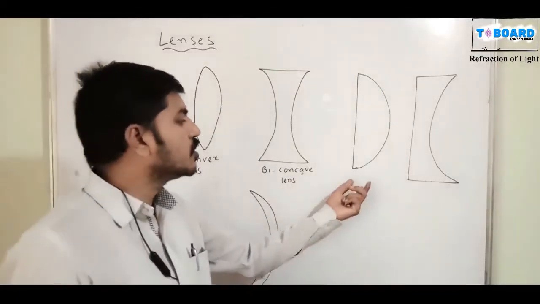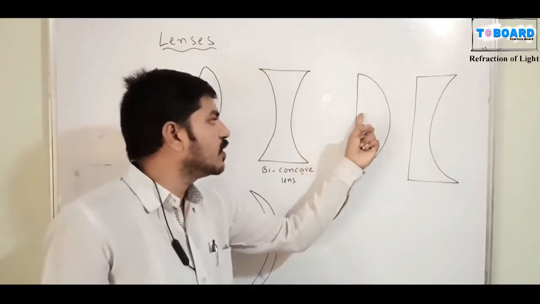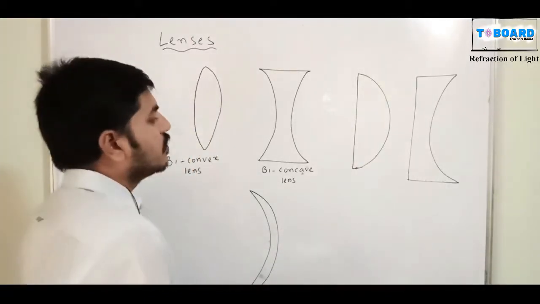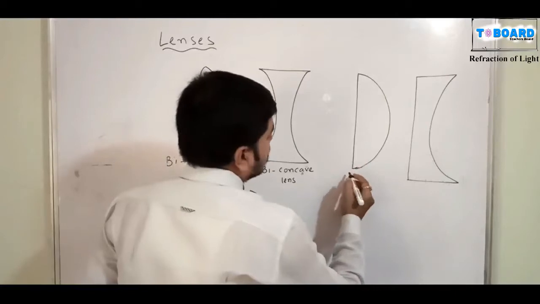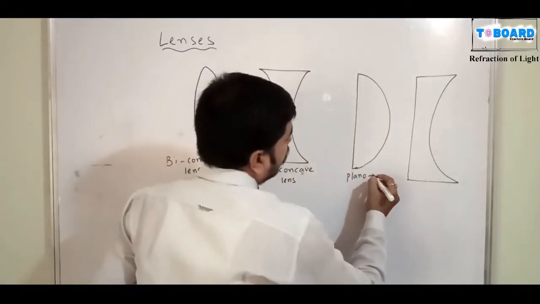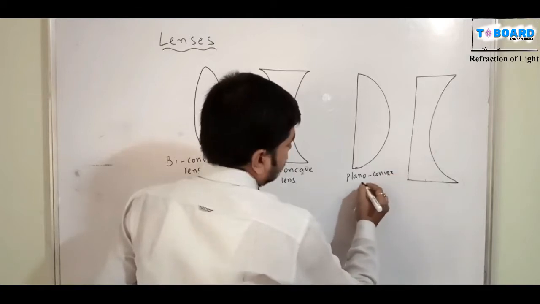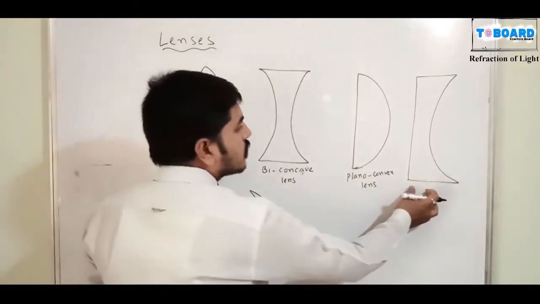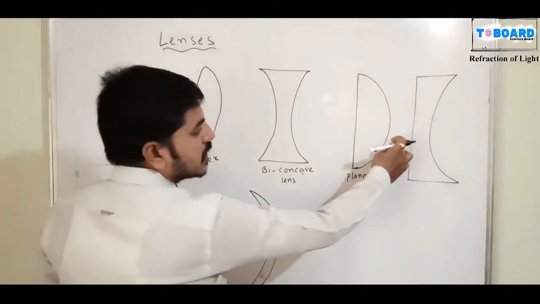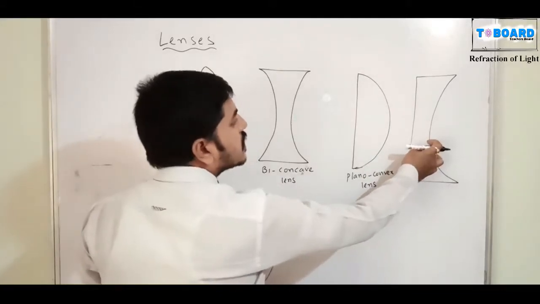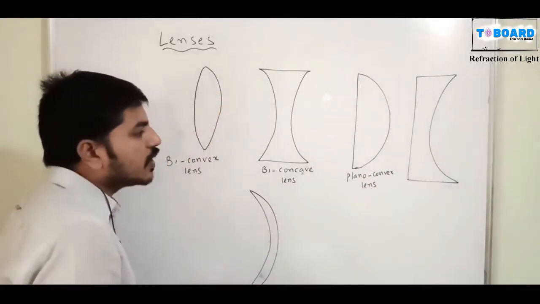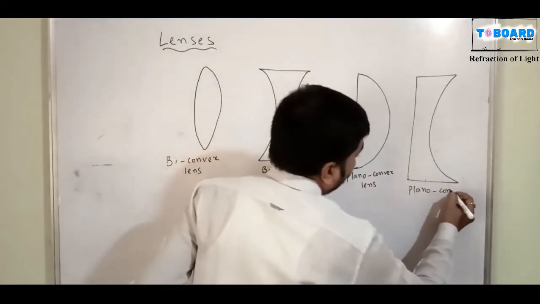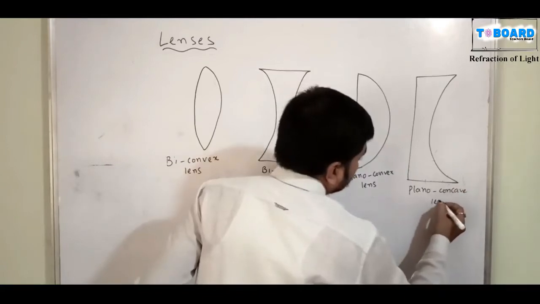In the third situation, once you observe, one is a plane surface and another one is a convex surface. That's why we call it a plano-convex lens. In the next situation, a plane surface is there, and this surface is a concave surface. That's why, one is plane, so it is a plano-concave lens.